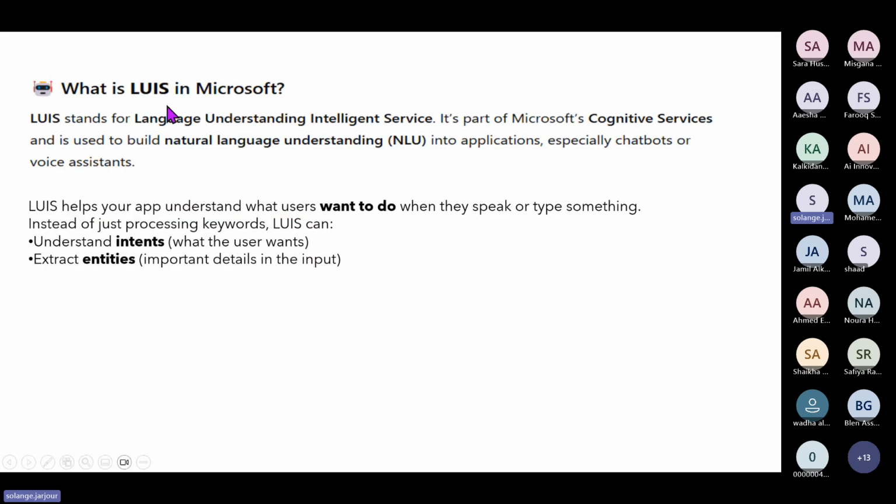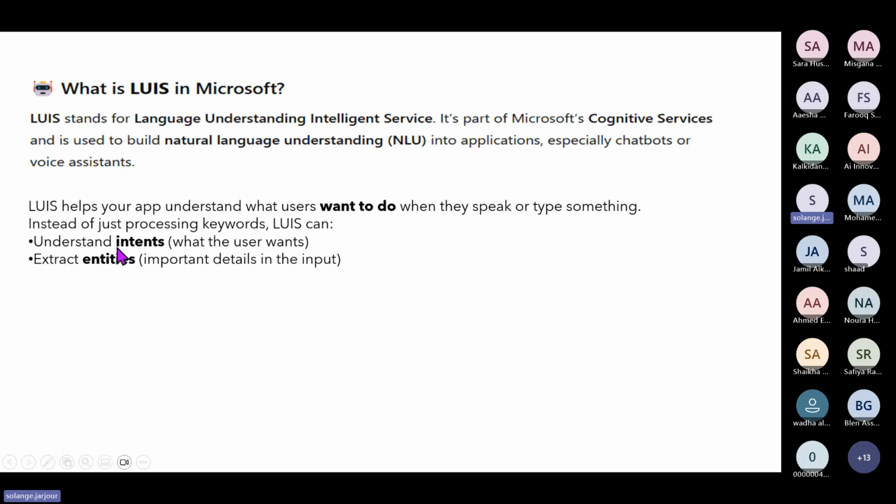LUIS is a model by Microsoft. It's part of Microsoft Cognitive Services, and it will help apps to understand two things. First of all, to understand the intent, meaning the intention out of this text, and to extract entities. So these two fall under the language understanding intelligent service, or language natural processing unit by Microsoft.